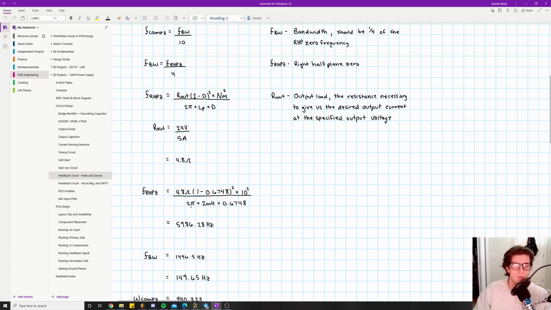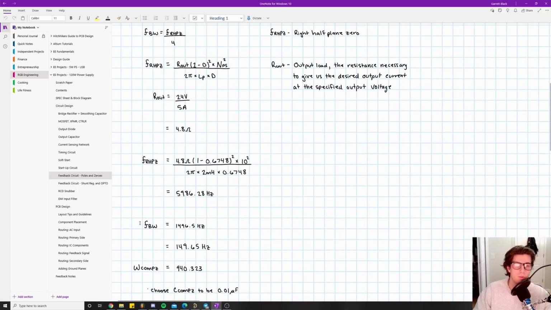So now we got 5,986.28 hertz for FRHPZ. Now we can plug that value into our FBW equation, because now we know this value. We can plug it all the way back into that equation. Then we divide it by 4. We know FBW equals 1496.5 hertz, so that's this value divided by 4, which is how we get that number.